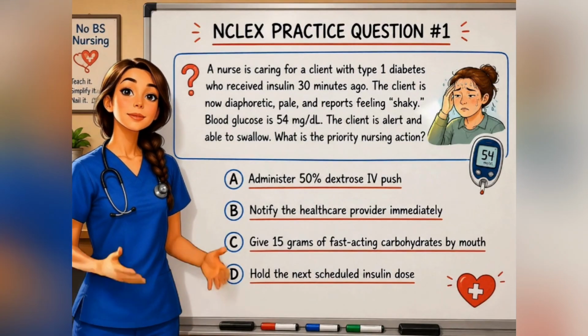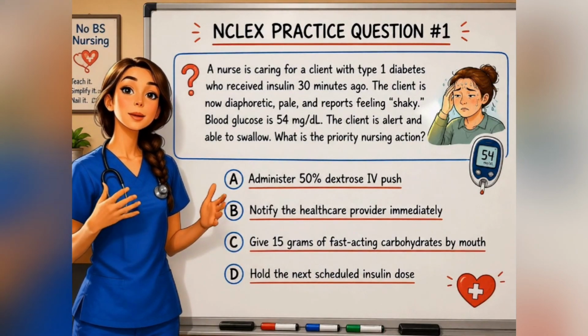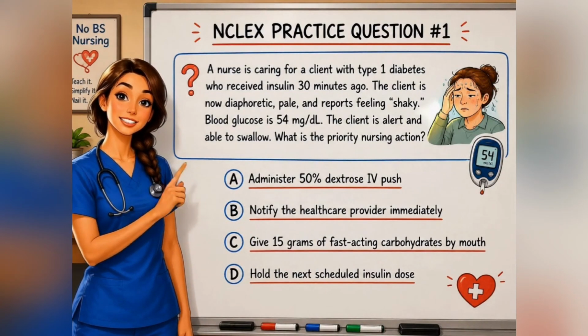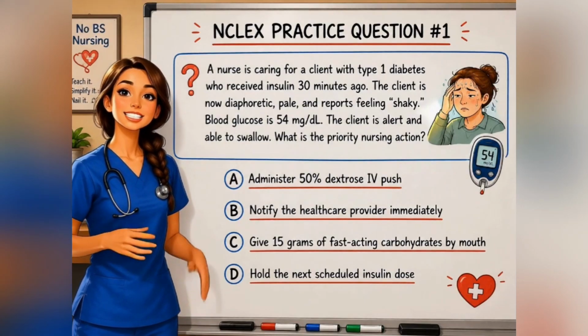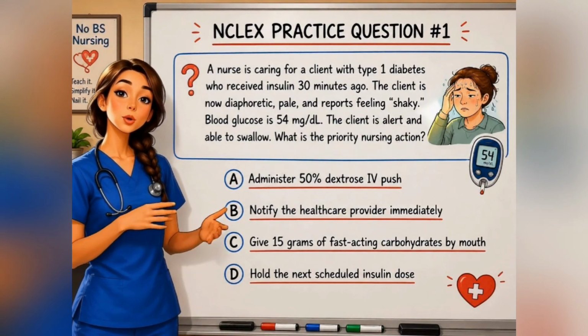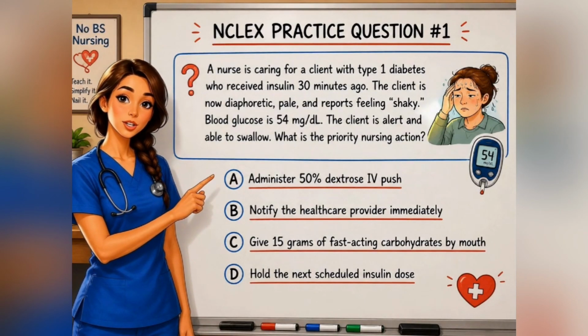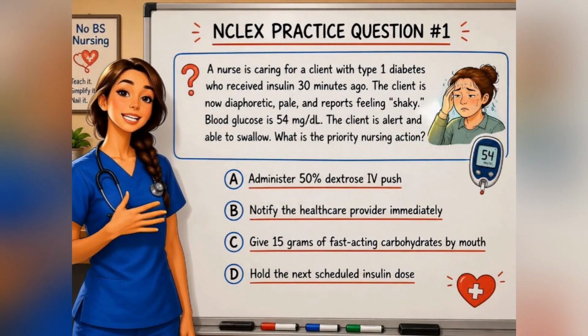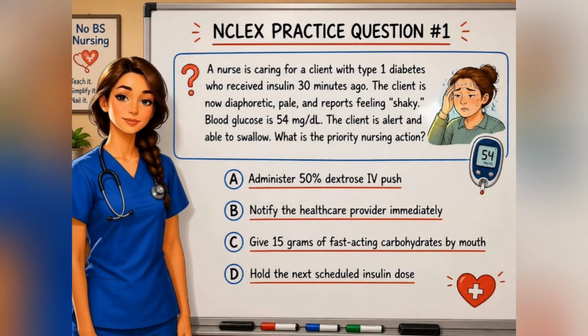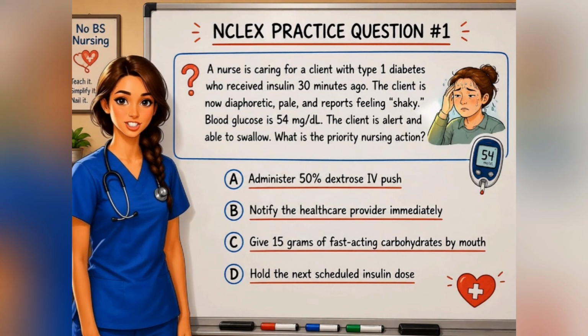Question 1. A nurse is caring for a client with type 1 diabetes who received insulin 30 minutes ago. The client is now diaphoretic, pale, and reports feeling shaky. Blood glucose is 54. The client is alert and able to swallow. What is the priority nursing action?